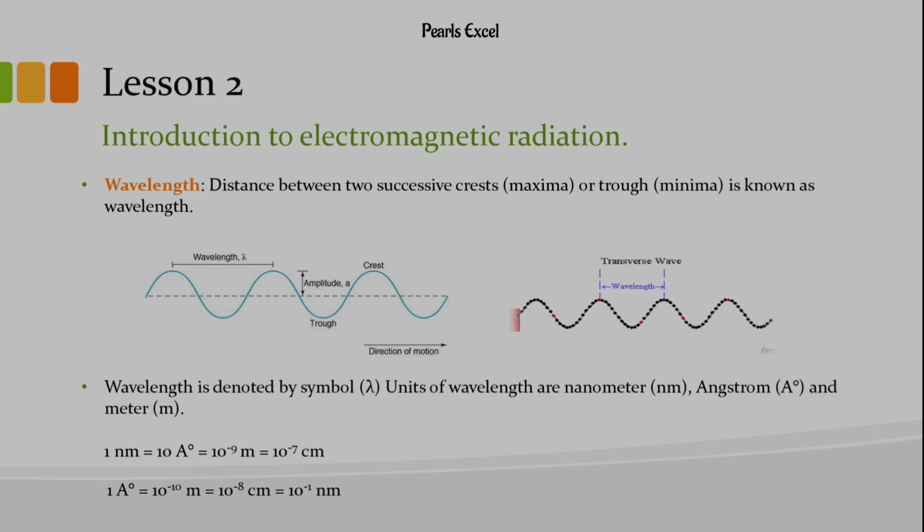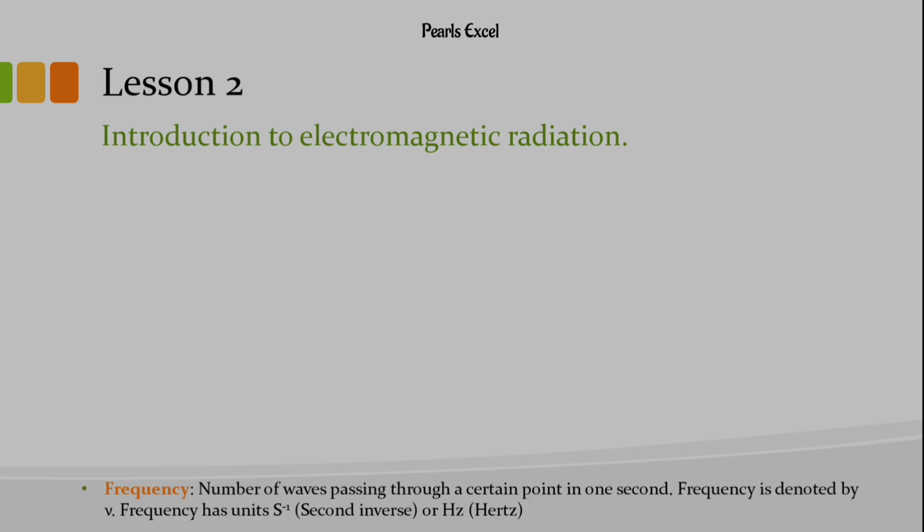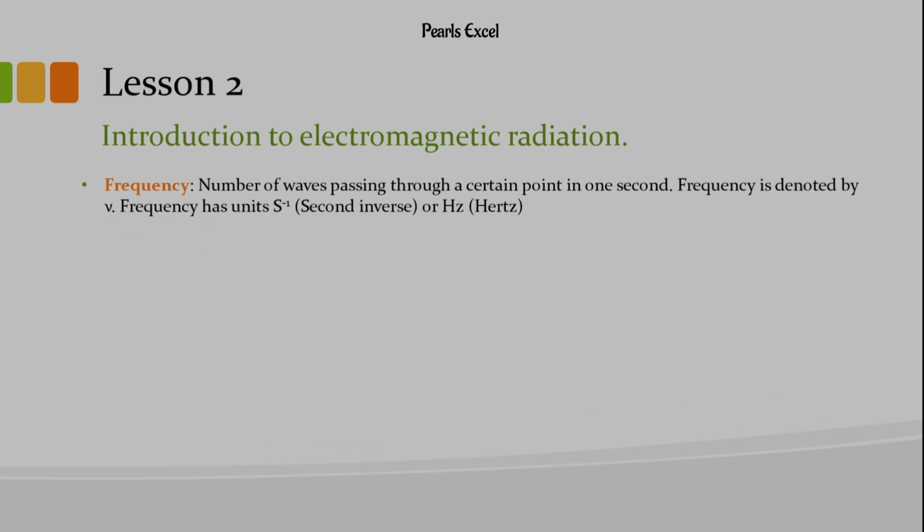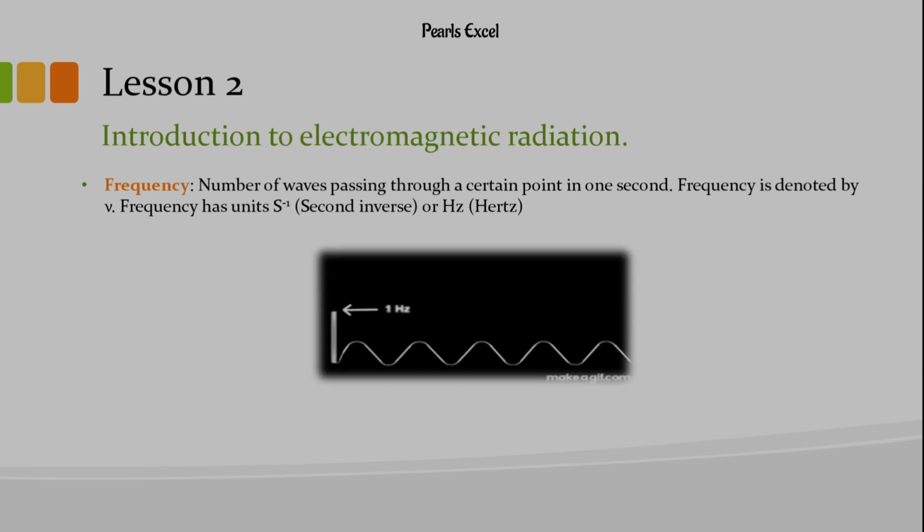Next term is frequency. Definition: the number of waves passing through a certain point in 1 second is called frequency. Frequency is denoted by the symbol nu. Frequency has units second inverse or hertz. For better understanding see the below image.